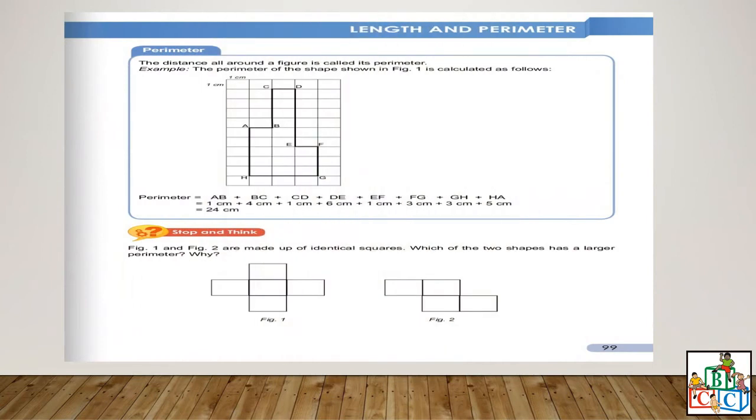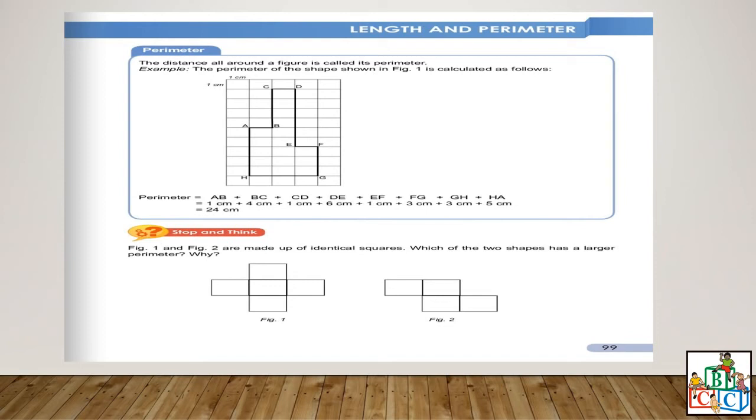Let us take a look. Perimeter. Page 99, perimeter. What is a perimeter? It is the distance all around the figure. So when you're going to calculate perimeter, you're not going to calculate what is inside the figure. You're going to calculate all around, meaning outside the figure.